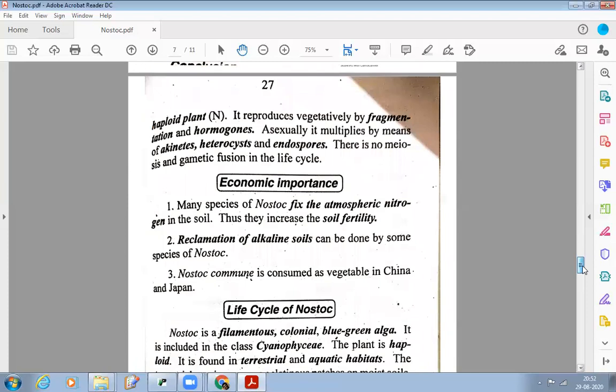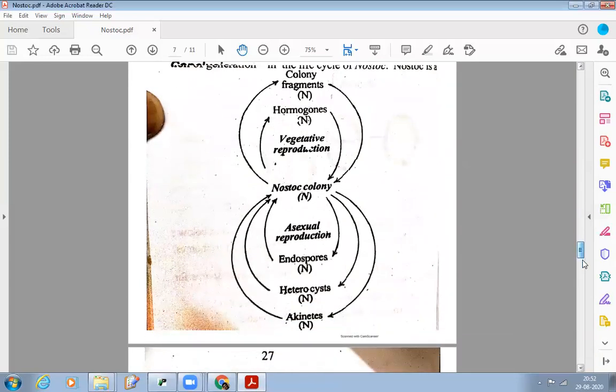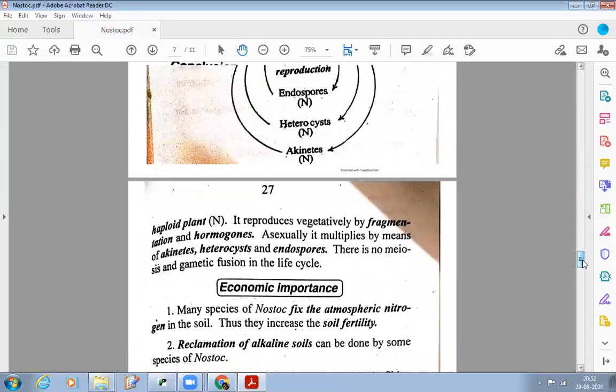Next, economic importance. But before going to that, Nostoc is a haploid plant. It reproduces vegetatively by fragmentation and hormogonia. Asexually, it multiplies by means of akinete, heterocyst, and endospore. There is no meiosis and gamete fusion in the life cycle.